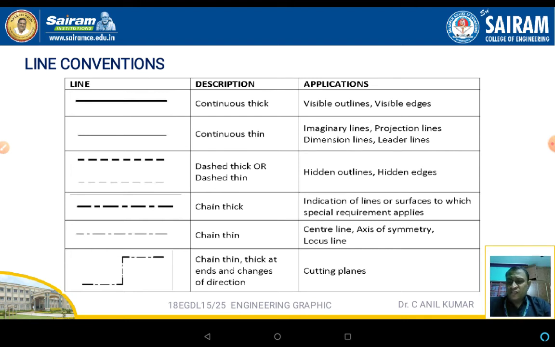The fourth one is the chain thick. The chain thick represents the indication of the line or the surfaces to which the special requirement applies. Normally we use this type in the case of sectional parts or sectional drawings. The chain thick or thin at the end and changes of direction is also one of the ways of representing the cut sections.